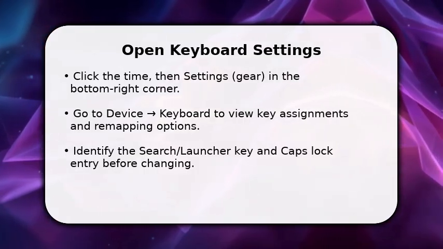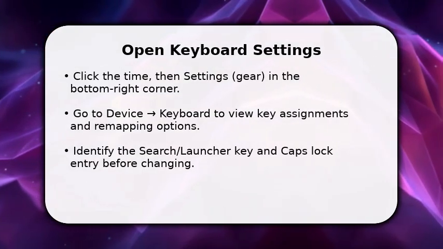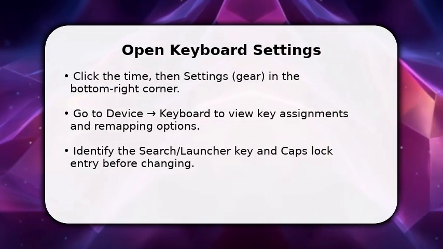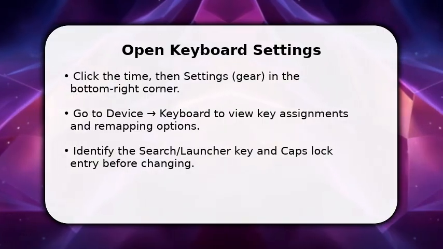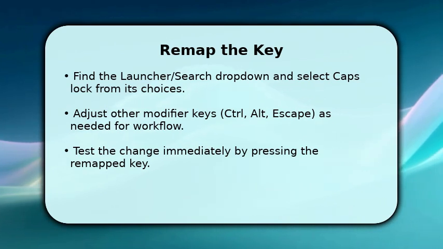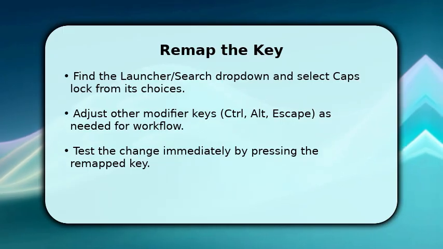You're doing this because Chromebooks use a launcher key by default, and you need to remap it to behave as Caps Lock. Now that you're viewing the keyboard options, get ready to change the specific key assignment. You'll remap the key now. Open the Launcher/Search dropdown and select Caps Lock from the list. This tells the OS to treat that key as Caps Lock.